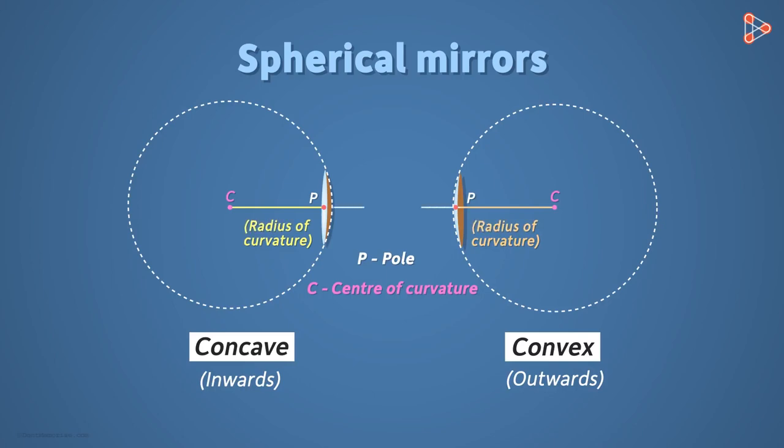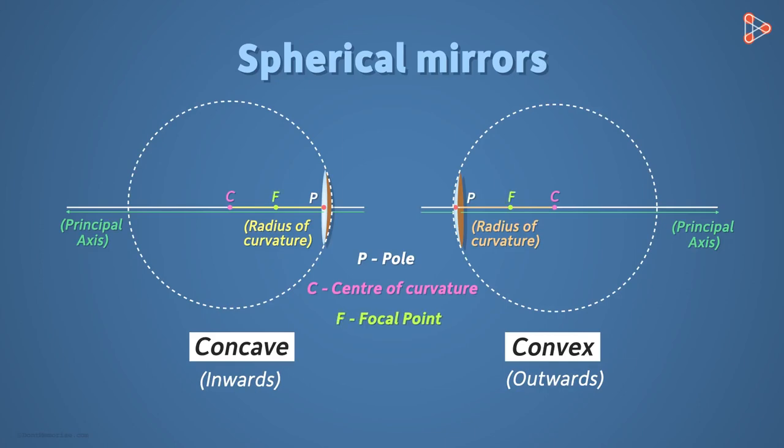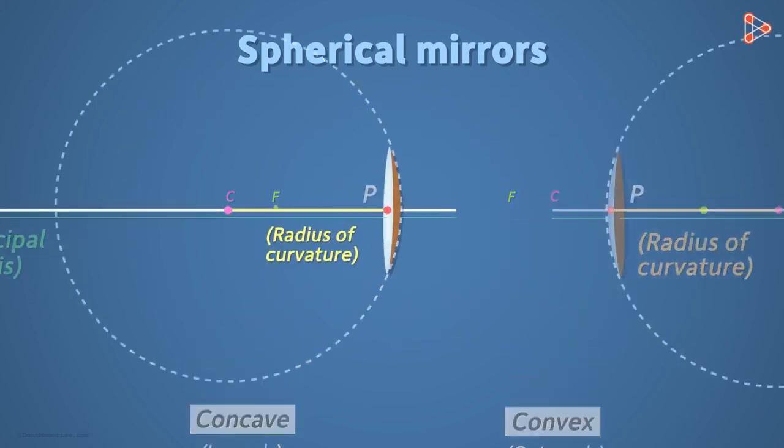Join the pole and the center of curvature with a line. This line is called the principal axis. The midpoint of the line segment joining the pole P and the center of curvature C is called the focal point. It's denoted by the letter F. We will talk about one last thing in this video. And that is an assumption that we are making all along.